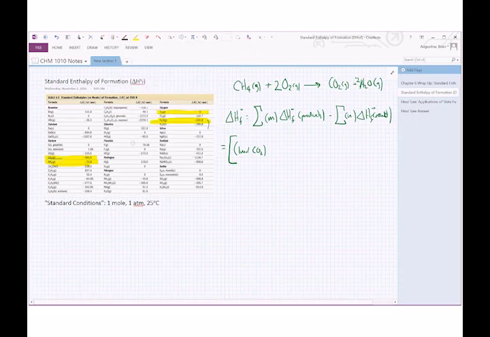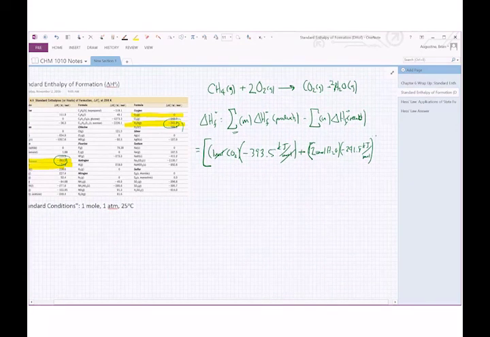Okay, so 1 mole CO2 times minus 393.5 kilojoules per mole. Moles cancels moles. Plus, remember this is the sum, so I'm going to add everything on this side. 2 moles H2O times H2O gas is minus 241.8 kilojoules per mole. Okay, that's the product side.